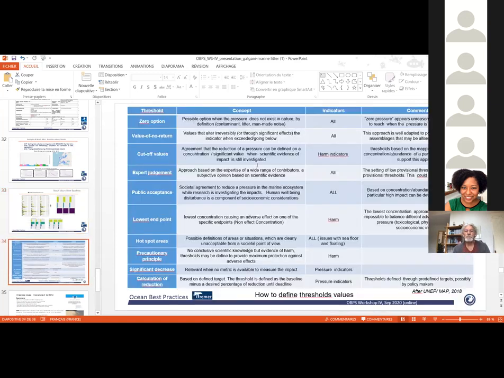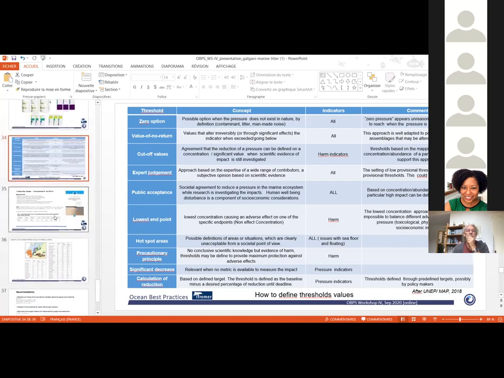So how to define the thresholds? There are many different options. Zero option, we say no litter is the best possible value, but it's impossible to reach. Even in the Arctic, you will find some plastics. Value of no return, cutoff value, for instance, and each of them may fit with some indicators, and we have different concepts. Precautionary principle, for instance, for harm. And you can see that it's quite complicated to choose one that is adapted for all. It's impossible, and then we have to select the best one for each of the indicators. So I think it's a necessary step before we define a threshold.